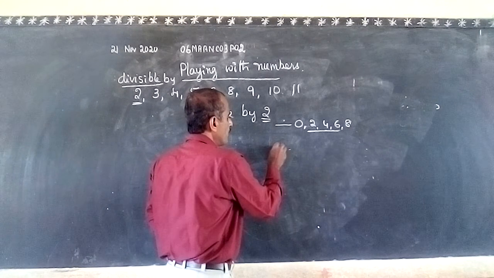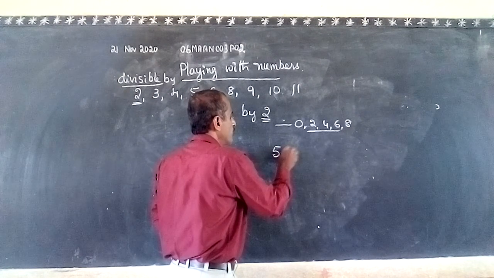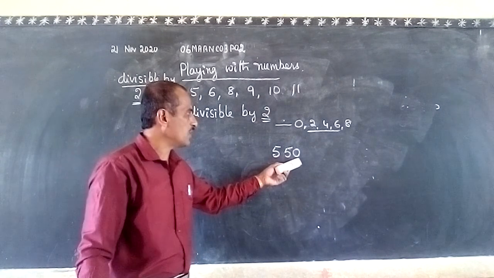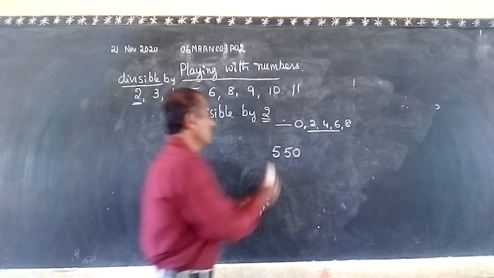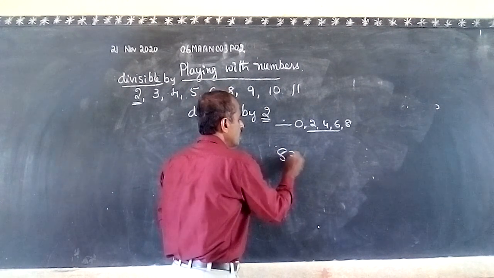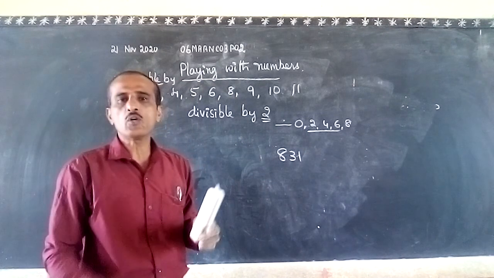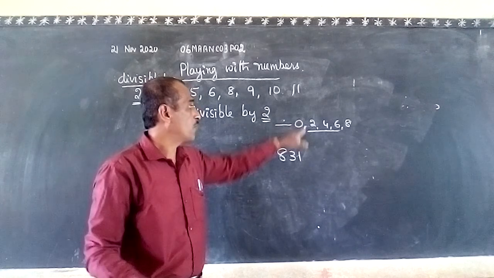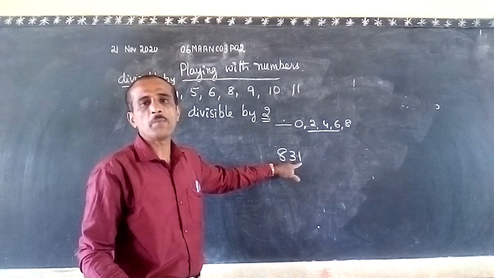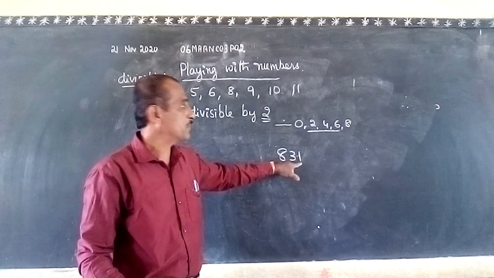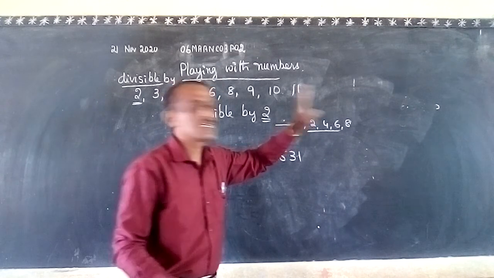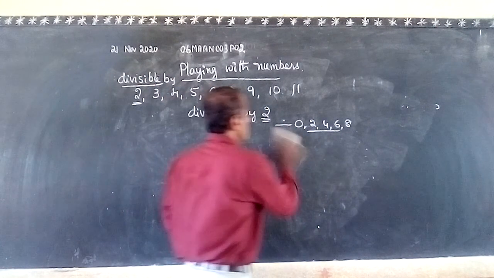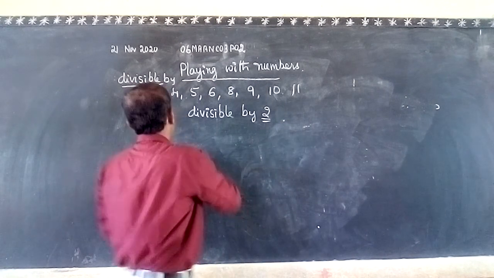I will write another number, 550. Is it divisible by 2? Yes, because 0 is there in the unit place. I will write another number, 831. Is this number divisible by 2? What is there in the unit place? 1 is in the unit place. If 1 is there, that number is not completely divisible by 2. Any of these even digits must be there in the unit place. Okay? This is how we can check if a number is divisible by 2.